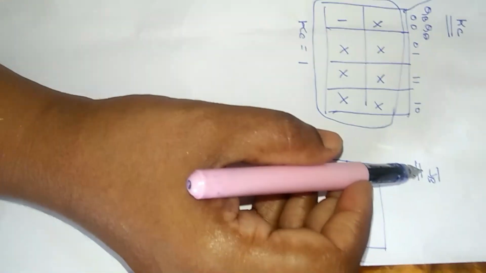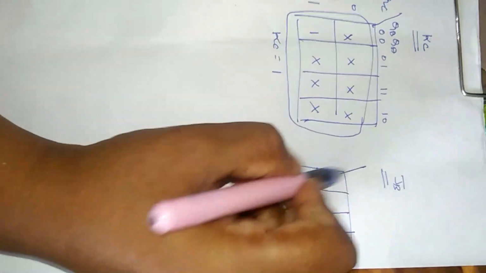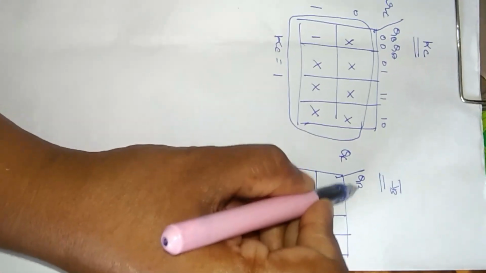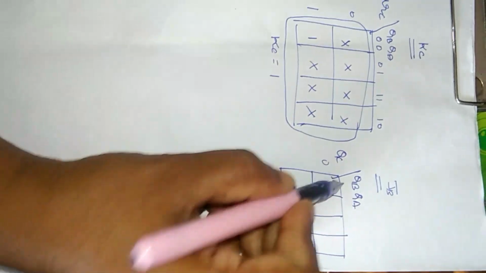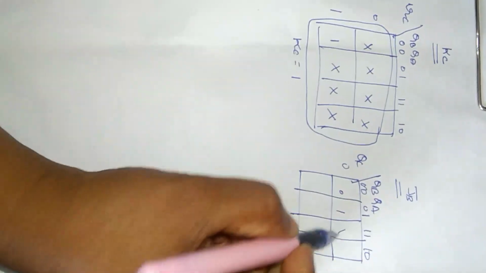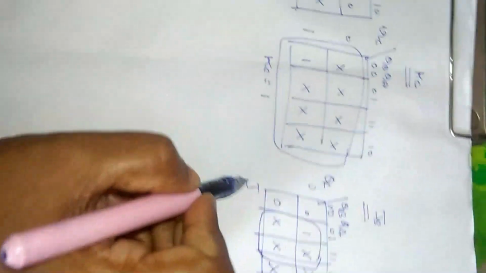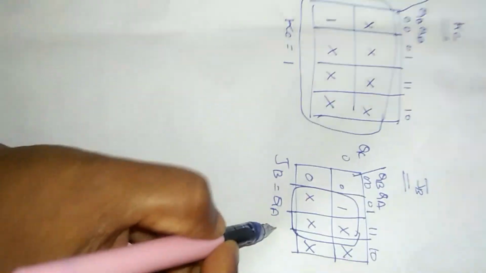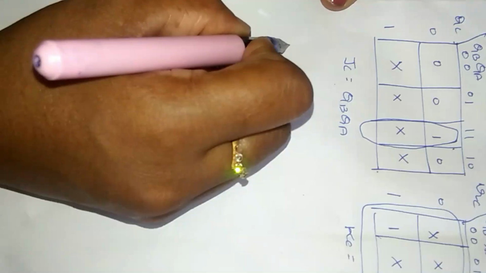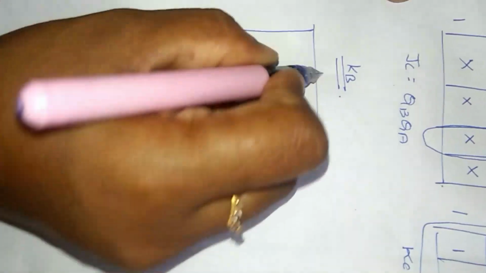Okay, now coming to JB, let me quickly do it for JB. Now let us get the expression for JB. Let me write the inputs QC, QB, QA. Okay, so it is 0, 1, x, x, 0, x, x, x, the don't cares. So this will be my group. And for JB I have the expression as QA, and for KB, let me draw it.